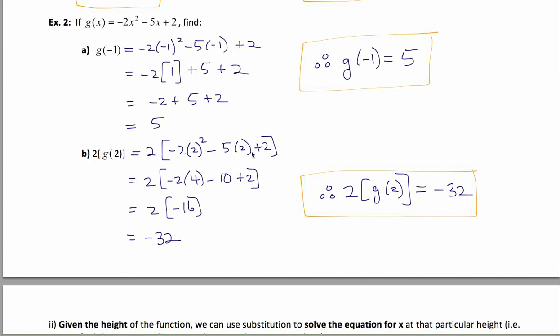Okay, so this is a shorthand form of showing substitution. This shows the x value and then provides the y value as the output. So if the input is negative 1, the output here is 5.